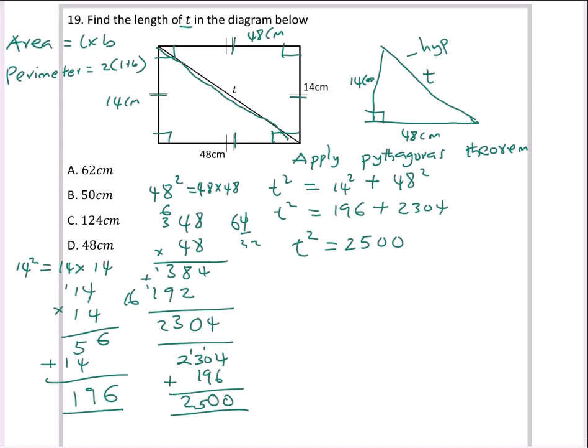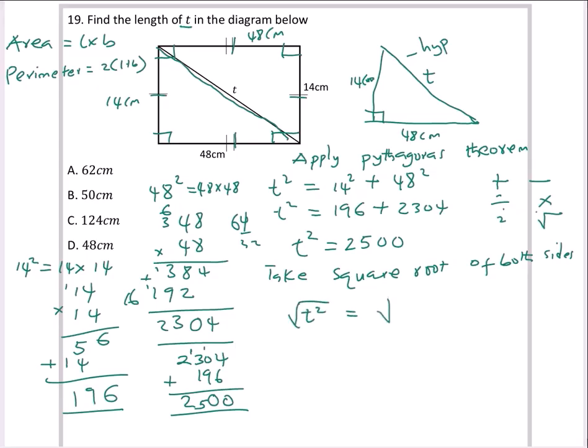So from here we can take square root of both sides. Now remember, in mathematics we are doing just the opposite. If we have a plus, we want to subtract. If we have a division, we want to multiply. Now we have a squared, we want to take what? The square roots. So doing that, square root of t squared is equal to what? Square root of 2500. So t squared and the square root function cancel out, only t stands alone here.